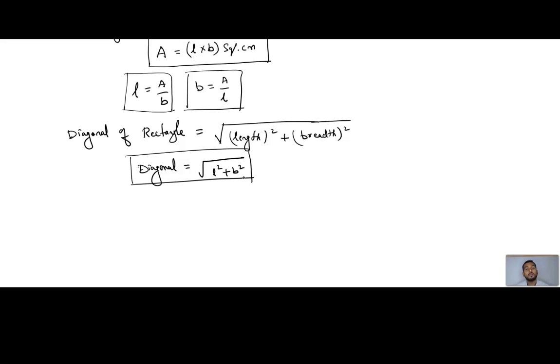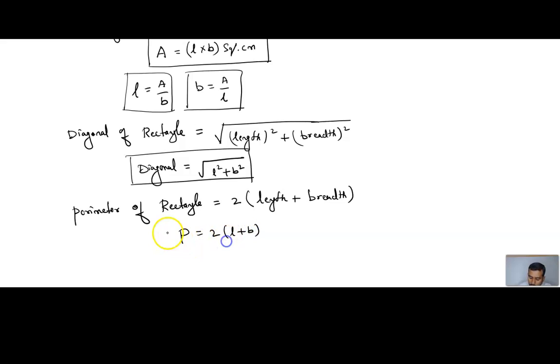So here, very important in mathematics, that is formulas. Understood, children? Next formula is the perimeter of a rectangle. To find the perimeter of a rectangle, we have the formula. Perimeter means the sum of all the sides. All the sides you have to add. So here we can write it as 2 times length plus breadth. So perimeter can be written as P. So P is equal to 2 into L plus B. So this is the formula to find the perimeter of a rectangle. Any doubts? I hope you have understood.